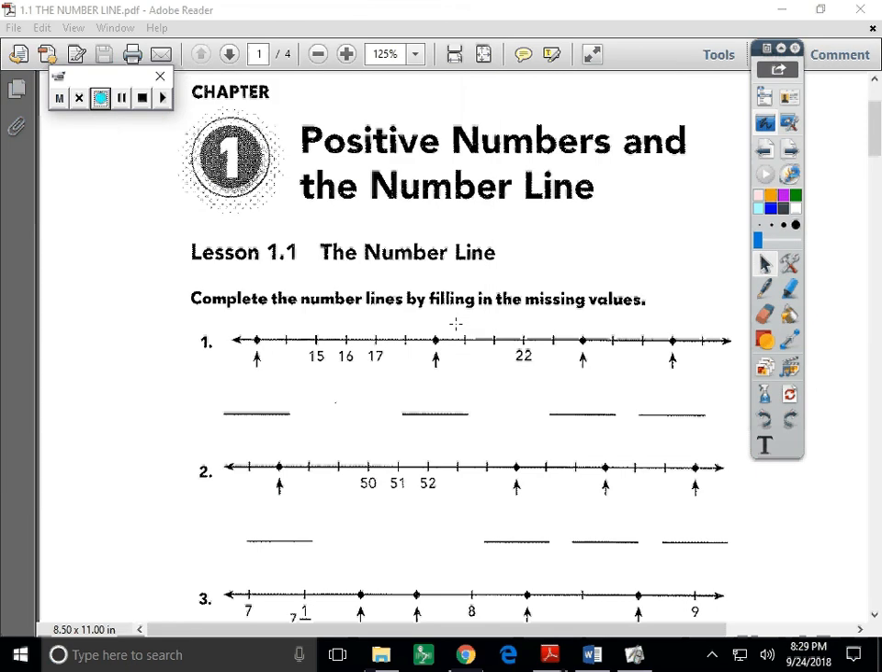Welcome to lesson 1.1, the number line. Here we're looking at positive numbers on the number line, which will also include our fractions and our decimals. Hopefully you've already watched or at least completed your notes, which come from lesson 1.1.